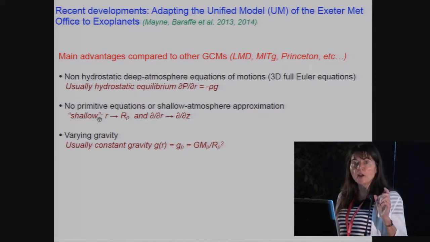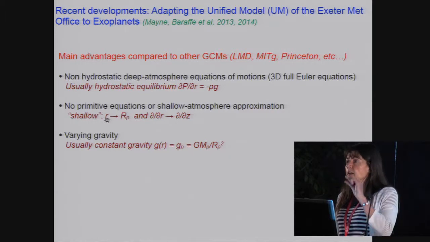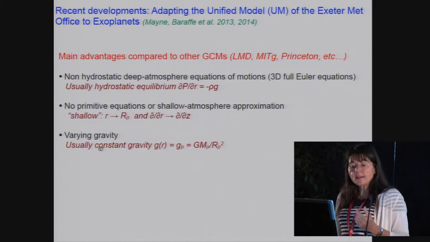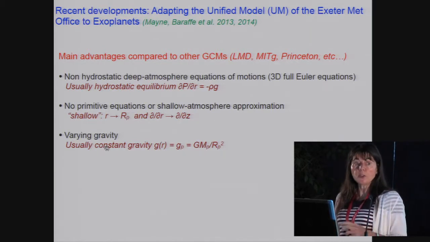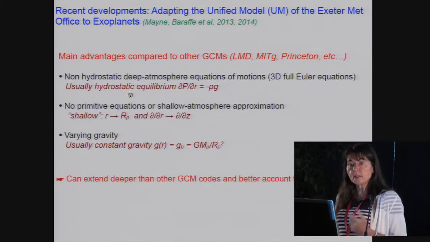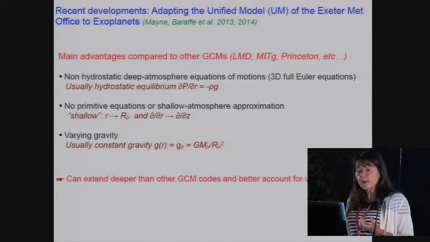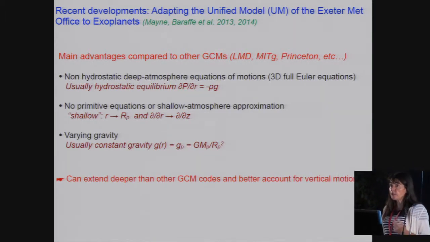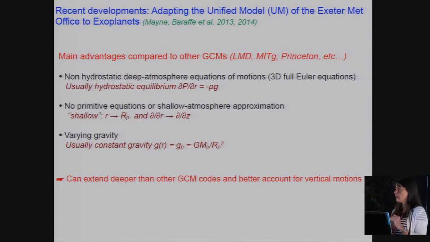They assume some kind of shallow atmosphere, where you neglect the thickness of your atmosphere compared to the radius of the planet. They usually also assume constant gravity. We don't assume all this, and this means that this tool is very well adapted to study the interaction between deep circulation and the high atmospheric circulation, which is required if you want to understand inflation of planets.